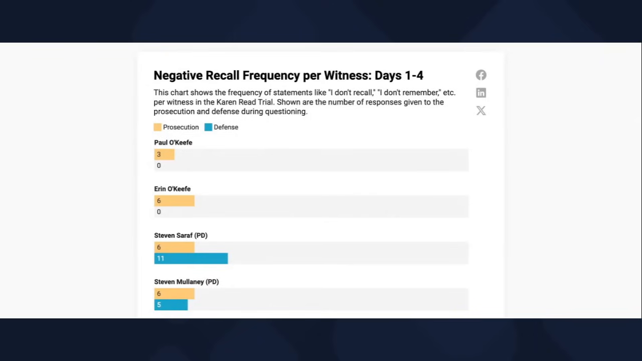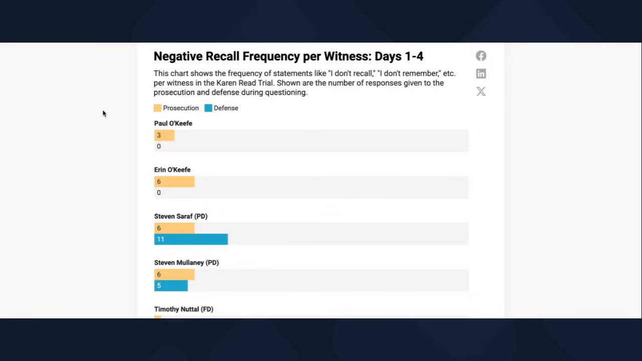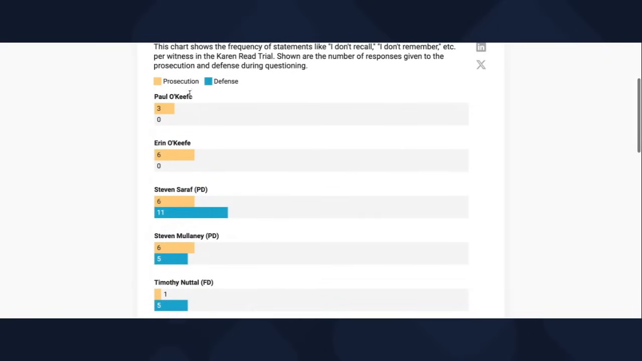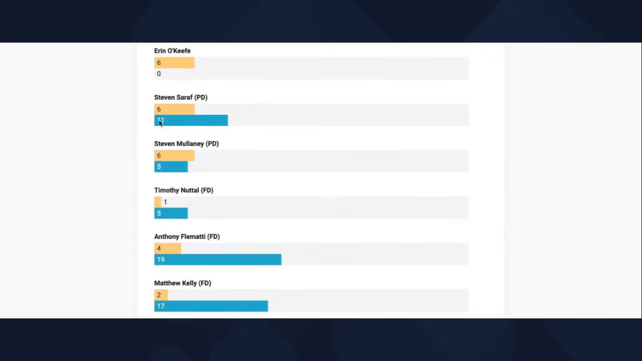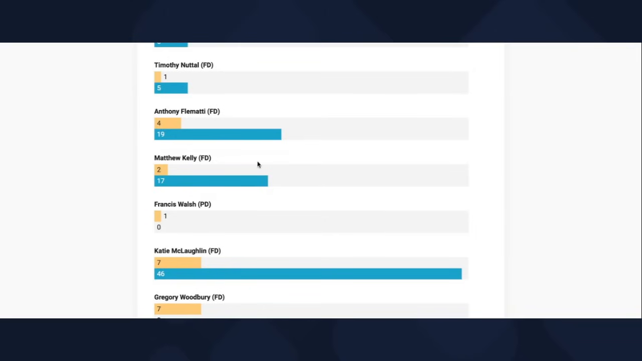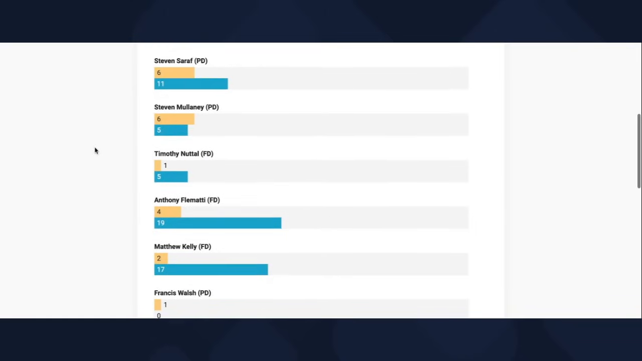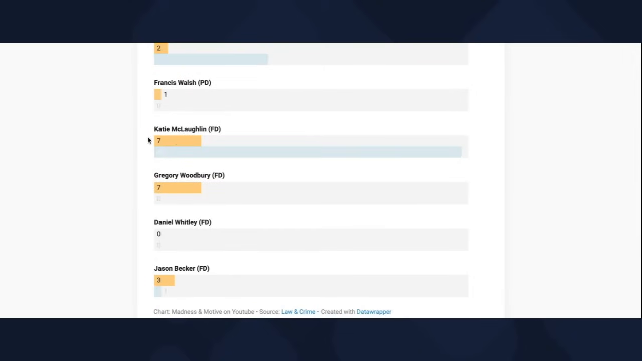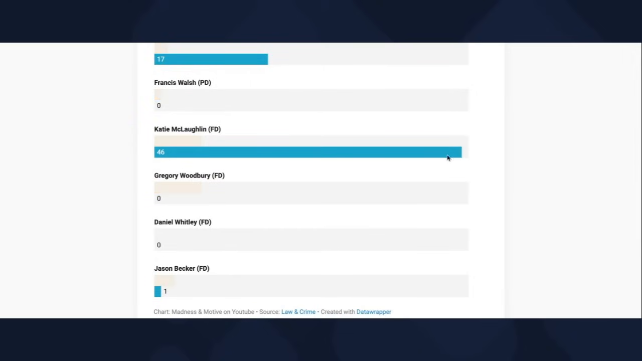This is basically the same thing, just another way to look at it. I just did a simple bar chart comparison for the prosecution and defense, negative recall frequency per witness again. You can see not much from the O'Keefe couple here. There's Officer Saraf, and some other folks. There are the two fire department employees that had a bit more than Saraf and more of an imbalance. And then, of course, we've got Katie McLaughlin. She's got the 46 responses to the defense.